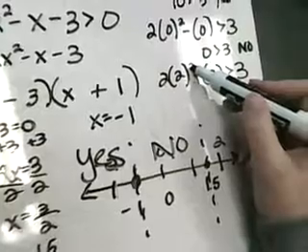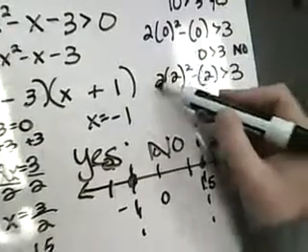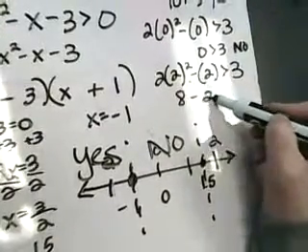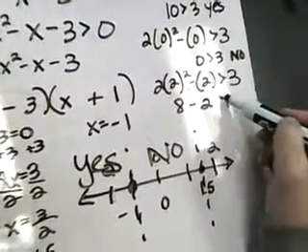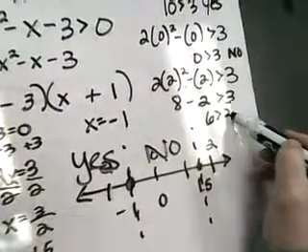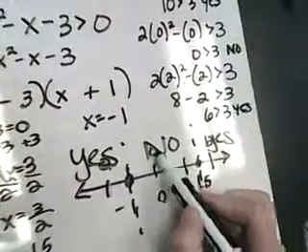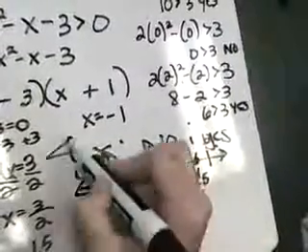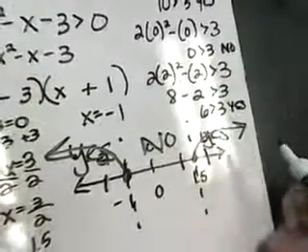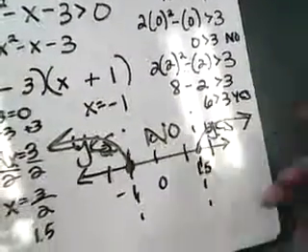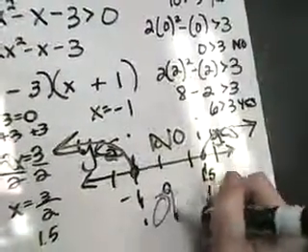2 squared is 4, times 2 is 8, minus 2 is 6. Is 6 greater than 3? Yes. All right, so you can see you have a yes, no, yes pattern. That means my graph would look like this, going in opposite directions. That looks like antlers, that's an or.